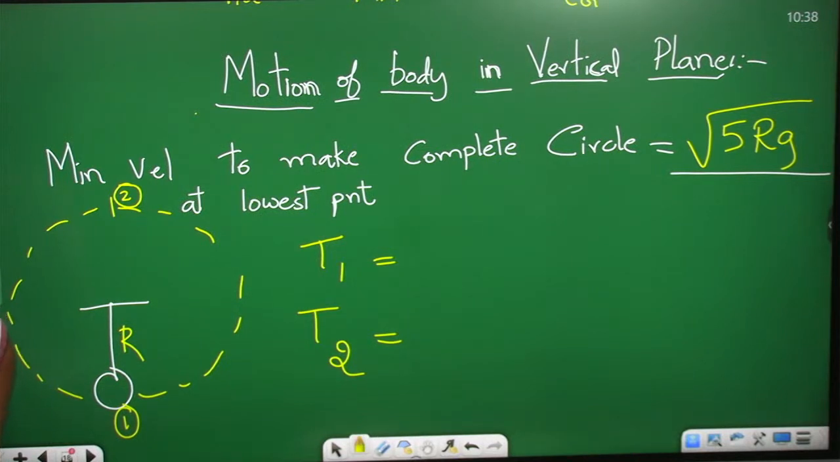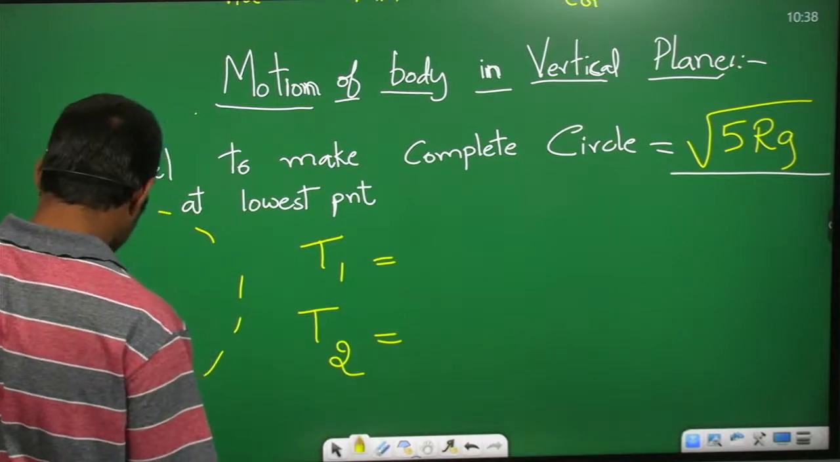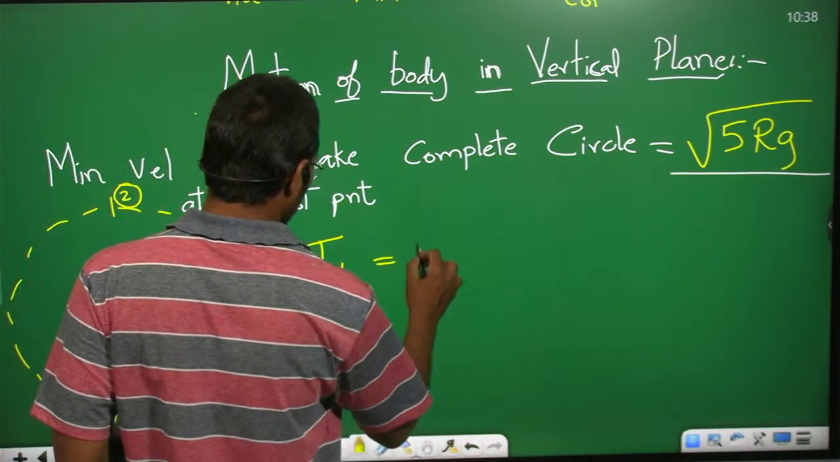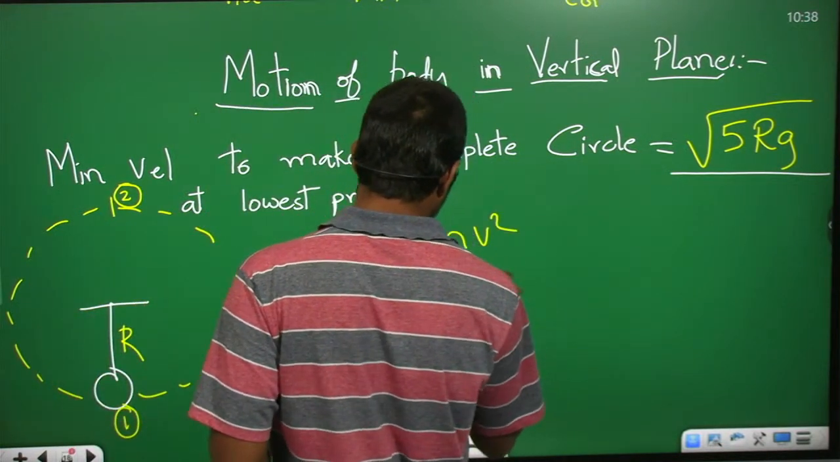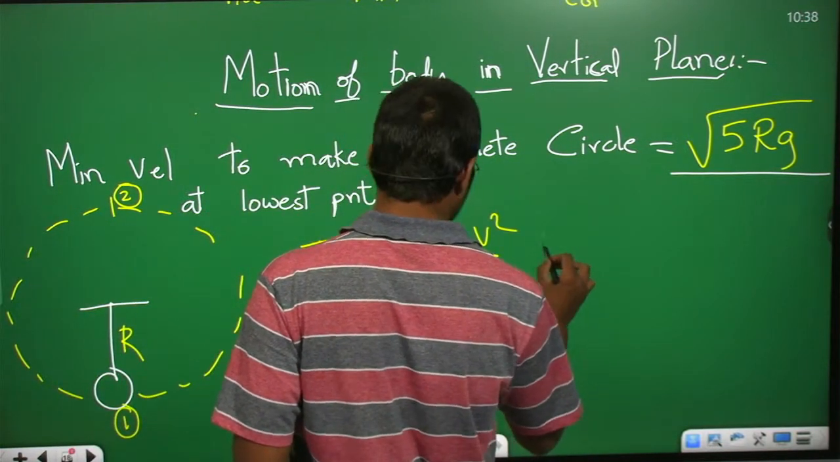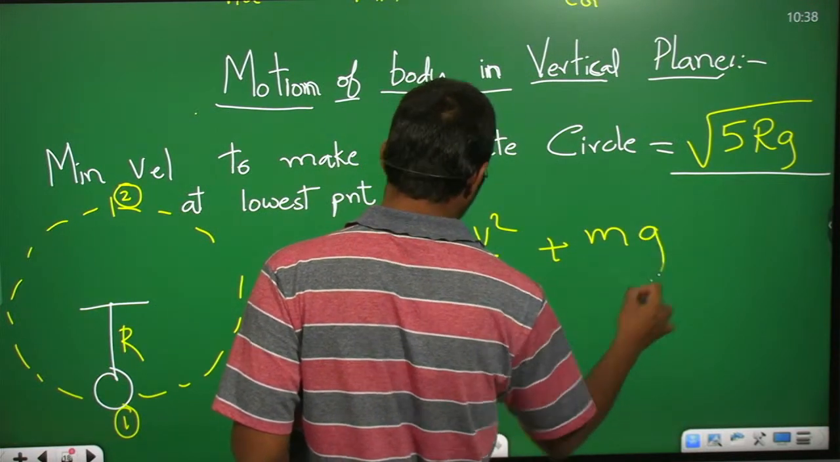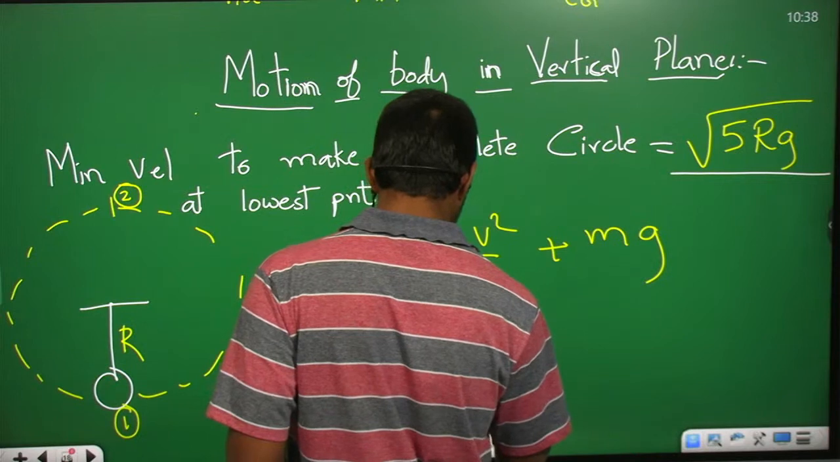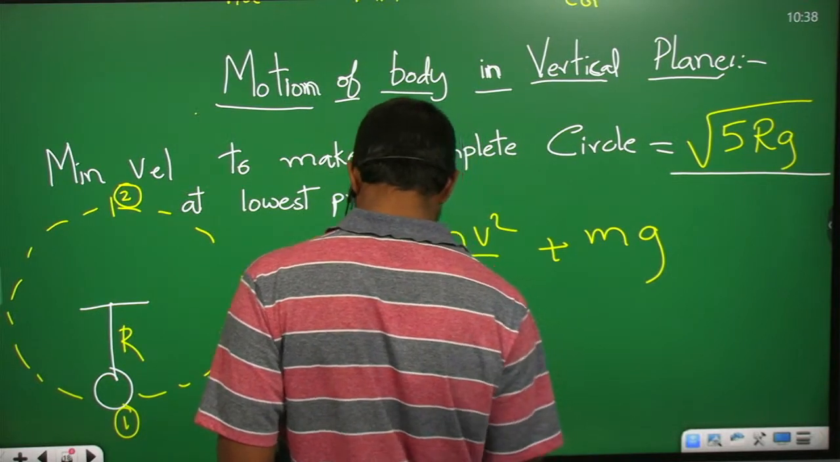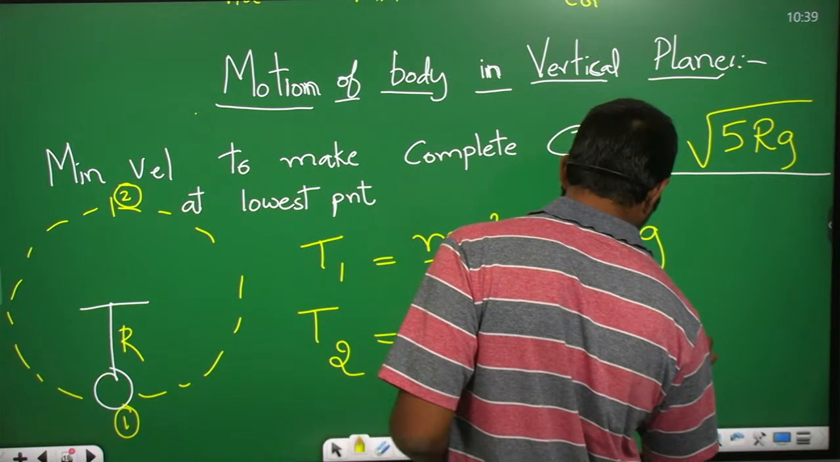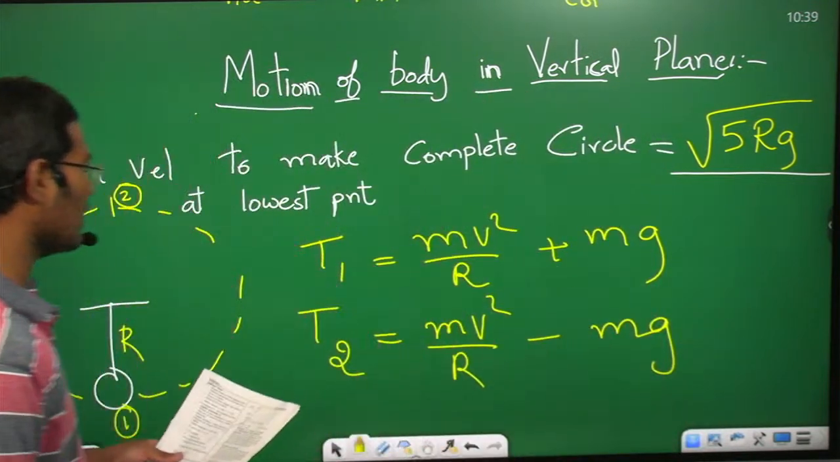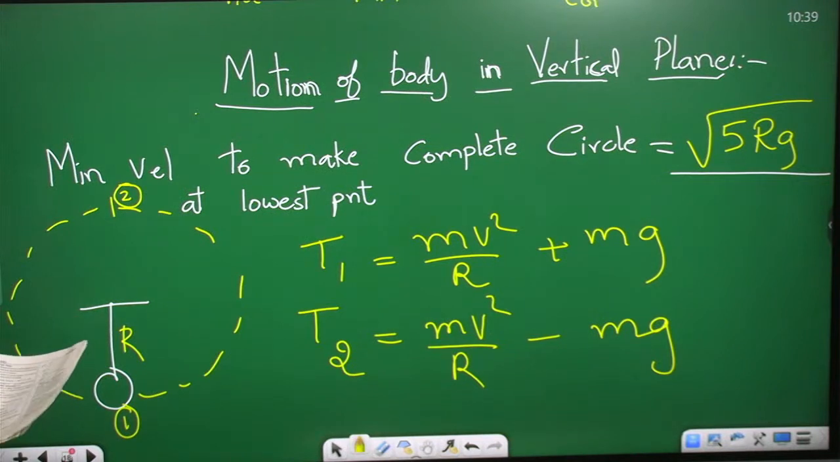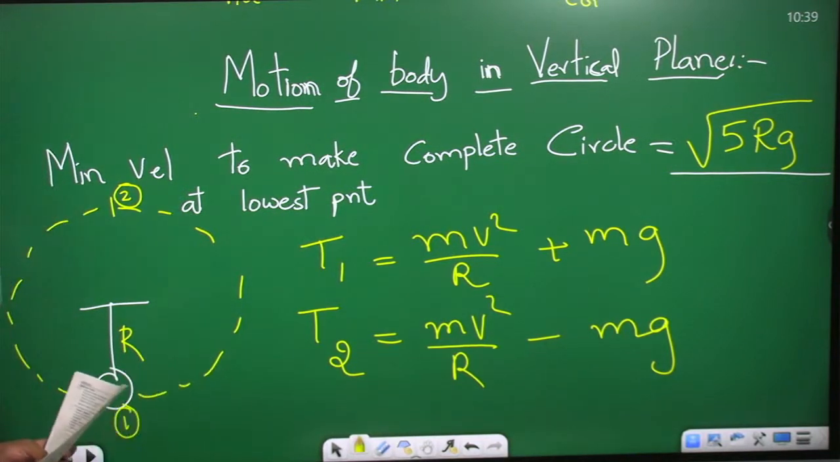So come on, what is tension T1? It is nothing but mv square by r plus mg, and mv square by r minus mg. So why do we get plus and minus at positions 1 and 2? Can anyone? What? For what? Direction of what?